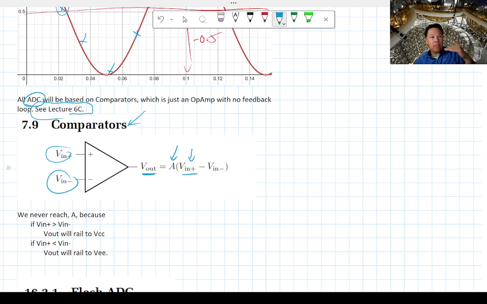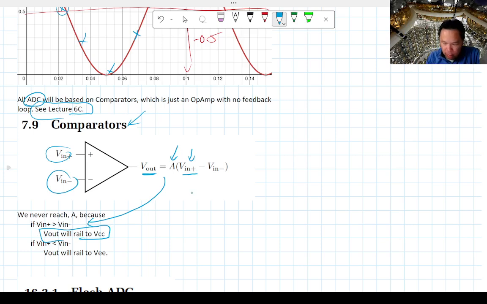And usually what happens is that that amplification sends your output up to whatever your VCC voltage is. This is known as railing, right? It just goes up against the VCC voltage.